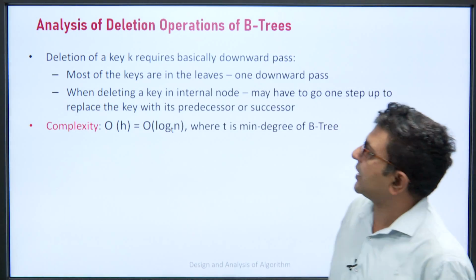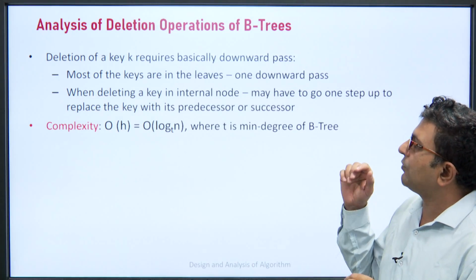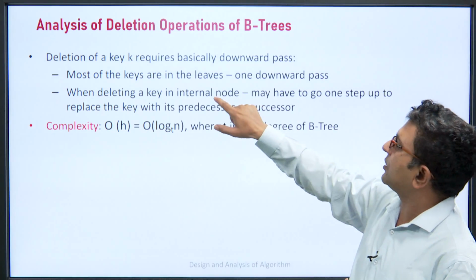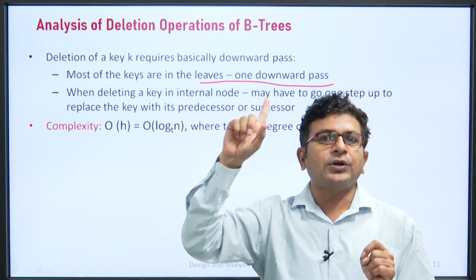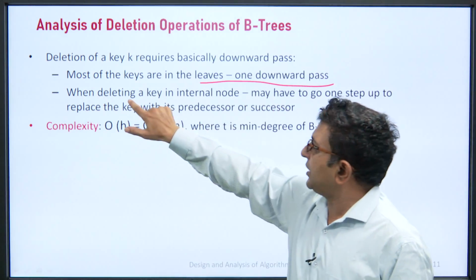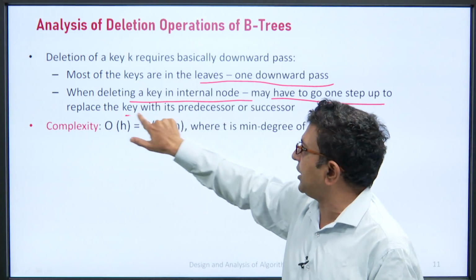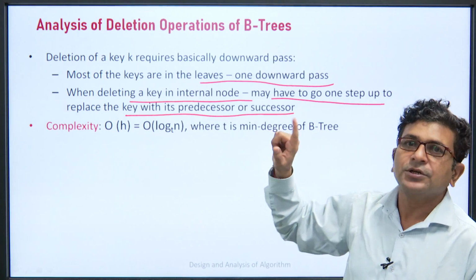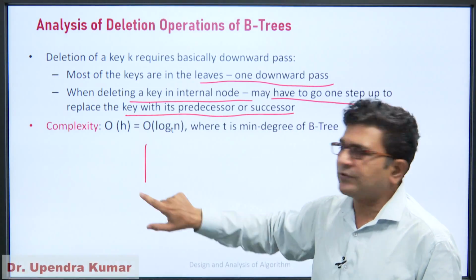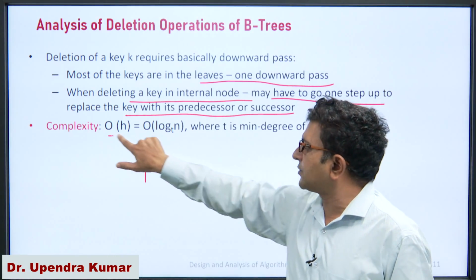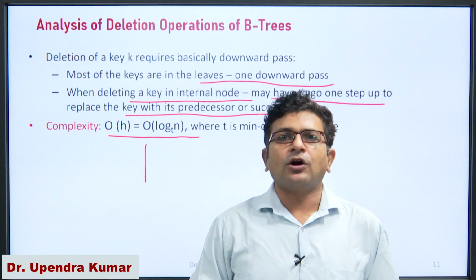Finally, we will discuss the analysis of deletion. Deletion of a key k basically requires one downward pass, and most of the keys are on the leaves. So, it requires only one downward pass. When we delete a key from an internal node, we may have to go one step up to replace the key with its predecessor or successor. So, it would basically require time proportional to the height of the tree. So, the complexity comes to big O of h, which equals log of n base t, where t is the minimum degree of the B tree.